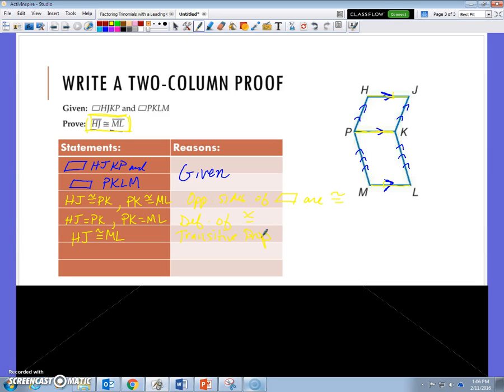Okay, and I'll just remind you that 1 equal sign is the reflexive, 2 is the symmetric, and 3 is the transitive.